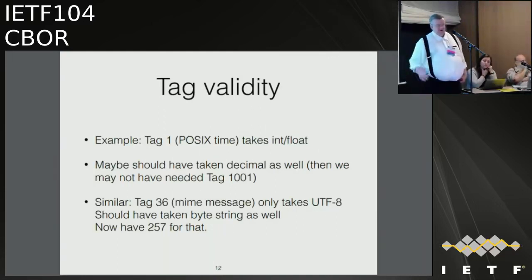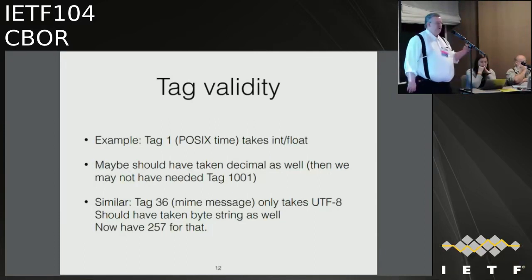Or tag 36 is defined as taking UTF-8. And of course, there are MIME messages that are binary encoded, so we now have 257 for those. That seems to be a recurring theme, that we don't get the tag validity quite right, and it really means something different than what we actually write. The idea was that tag 36 is a valid MIME message, but the idea really wasn't that it only addresses UTF-8 coded ones.